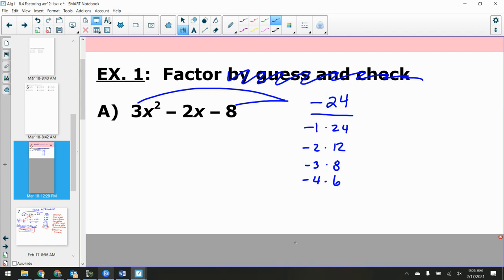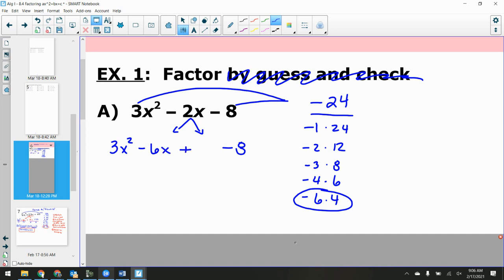Ooh, did that do it? Is negative 4 times 6 negative 2? No, it's positive 2. So all I need to do is just flip my numbers, negative 6 times 4. Negative 6 times 4 are the factors of my product that will add together to get me my middle number. So negative 6, positive 4. So my first number stays the same. My last number stays the same. I rewrite my middle term.